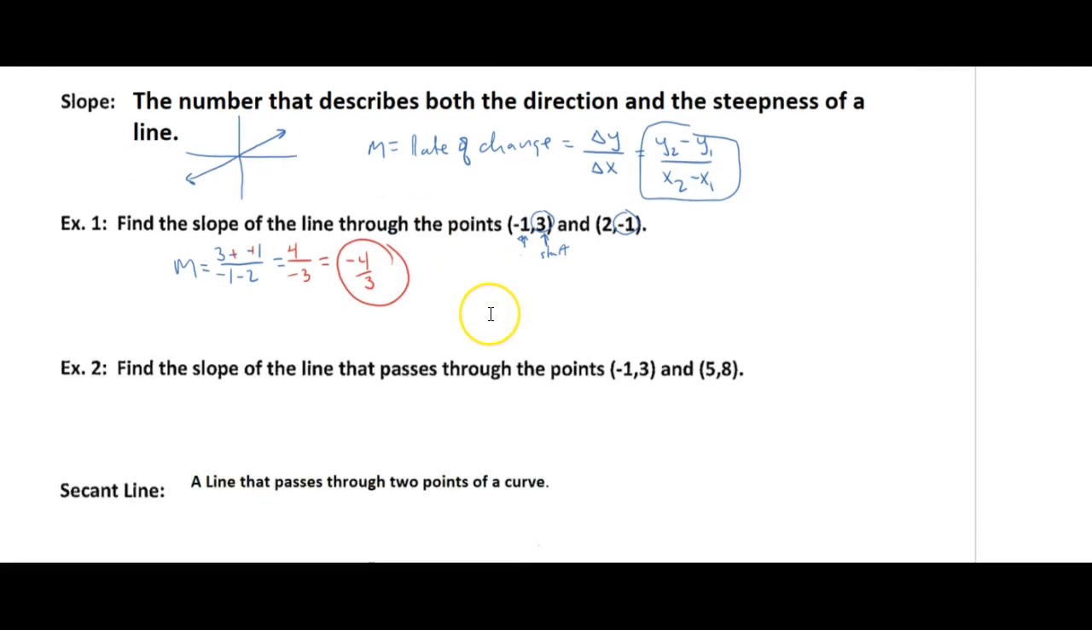The second one. Find the slope of the line that passes through the points -1, 3, and 5, 8. So right away, we're going to go 3 minus 8 over -1 minus 5. That is going to give us -5 over -6. But you have to remember, a fraction is just a division problem. So negative divided by negative is going to simplify to a positive 5/6.